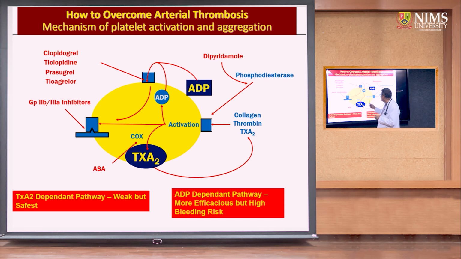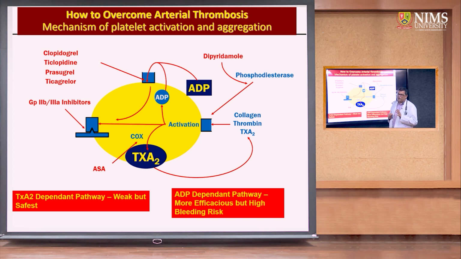So this is one pathway. The other pathway is, one is the ADP pathway and the other is the thromboxane A2 pathway. These are two pathways, and this is the COX pathway, which can lead to this final common pathway. So activation can occur either through the ADP pathway or the thromboxane A2 COX pathway. So obviously you can use ADP inhibitors, which are clopidogrel, ticlopidine, prasugrel, ticagrelor. They act through the ADP pathway and they can block it.